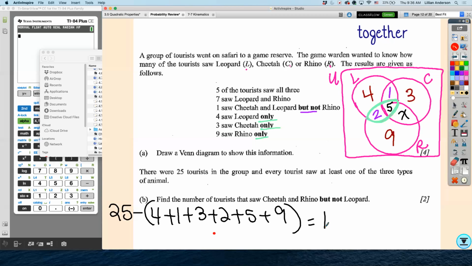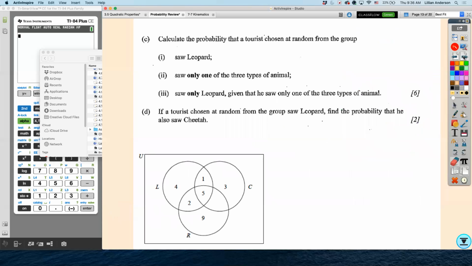Questions on creating the Venn diagram? No, ma'am. Then let's do some probability. I went ahead and pulled it over here. I know this is a 1. Calculate the probability that a tourist chosen at random from the group. How many people were in the group? 25. So out of the group of 25, how many saw leopard? 12 out of 25. The reason it's 12 is because it said leopard. That means everything in that L circle, not leopard only, but leopard.